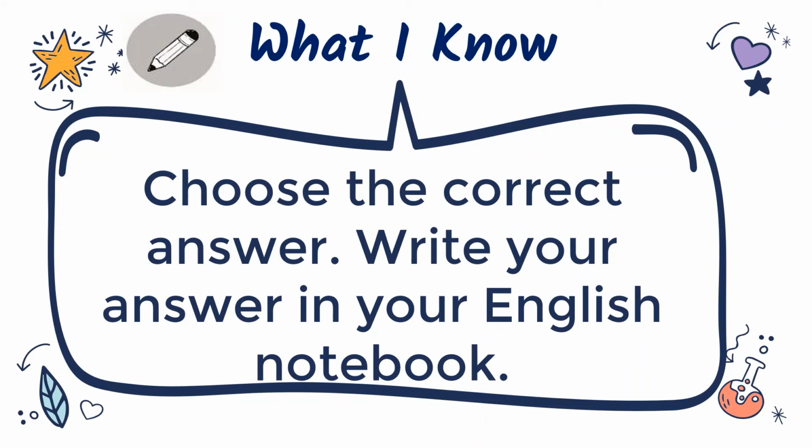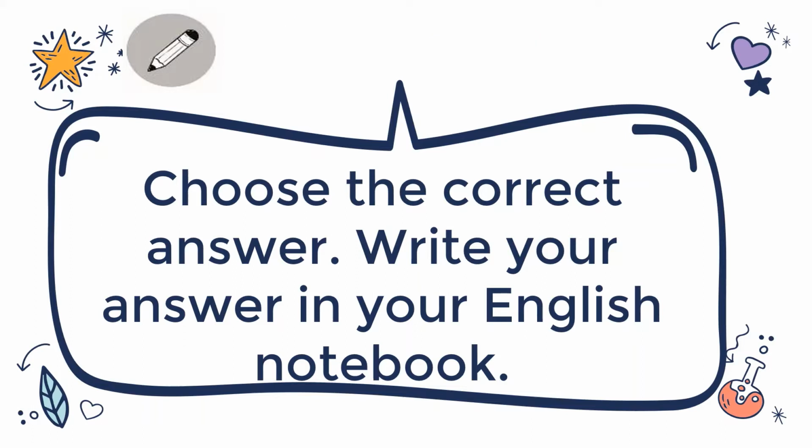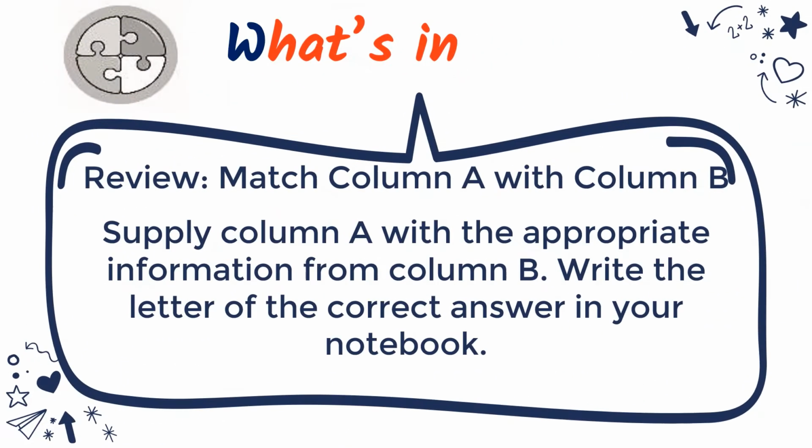For the first activity, please turn to your module on page 7. Choose the correct answer. Write your answer in your English notebook. Here's the next activity. Please refer to page 8 of your module. Match column A with column B. Supply column A with the appropriate information from column B. Write the letter of the correct answer in your notebook.